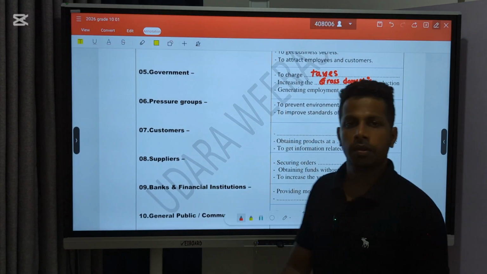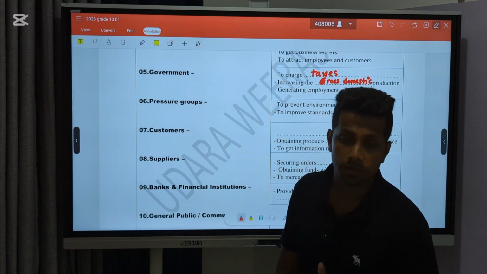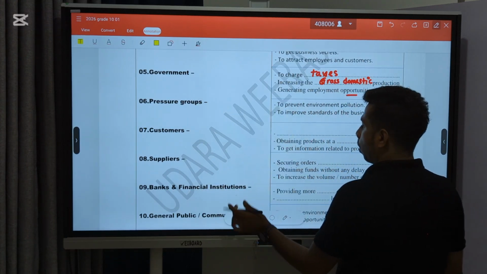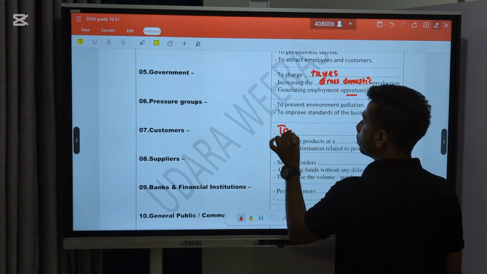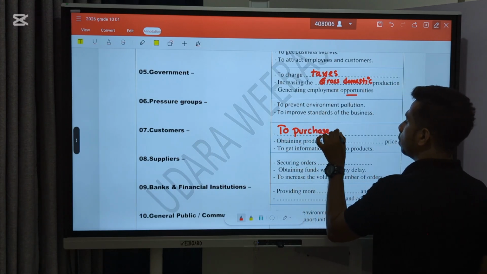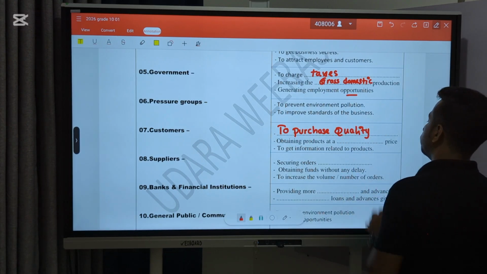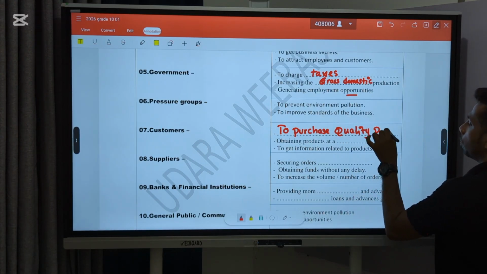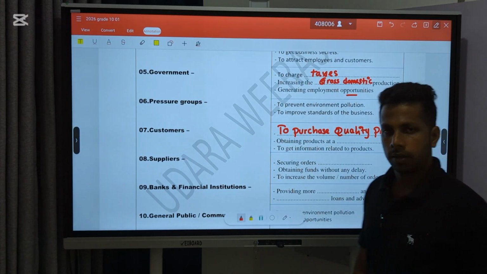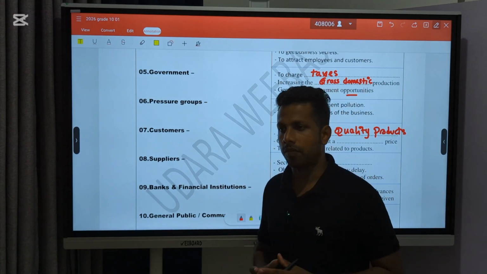Now let's move to customers. Now think as a customer, what do you want from the business? What are your objectives? What are your aims? Definitely, one objective is to buy quality products. Complete your notes. To purchase quality products, goods or services. And as well as purchasing quality products, you have another objective.